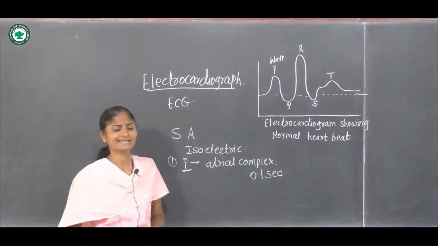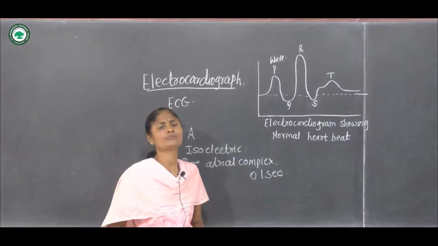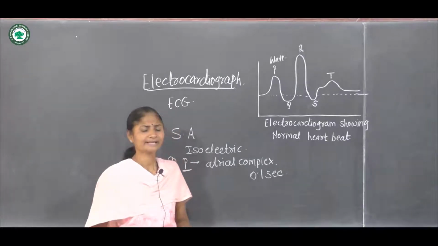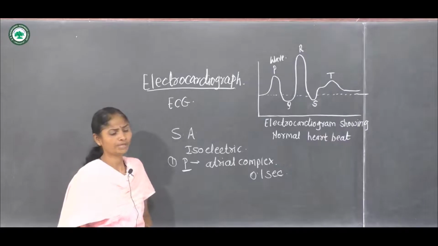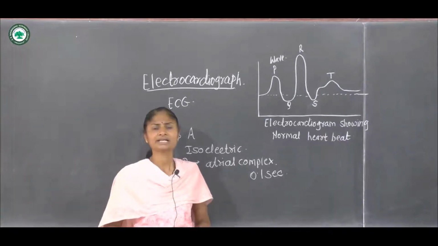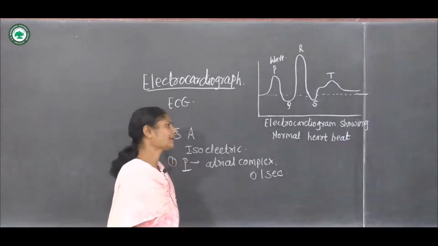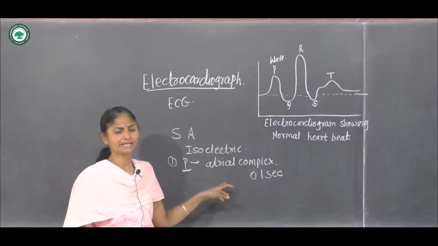The impulse arrives at the auriculoventricular node at about the summit of the P wave. As the P wave is arterial in origin, it is called the arterial complex.